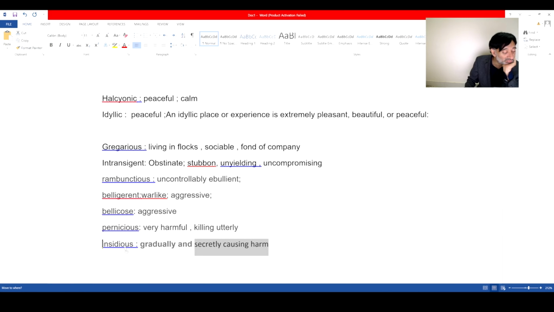I hope I have explained it. Let me write it down. Just want to change the format, nothing more. Insidious. Proceeding subtly but causing harmful effects. Hope it is clear. Another word is nefarious. Nefarious. What is nefarious? Extremely wicked.